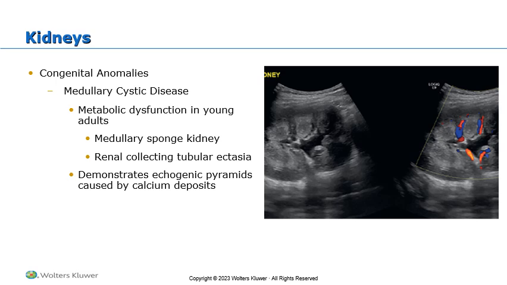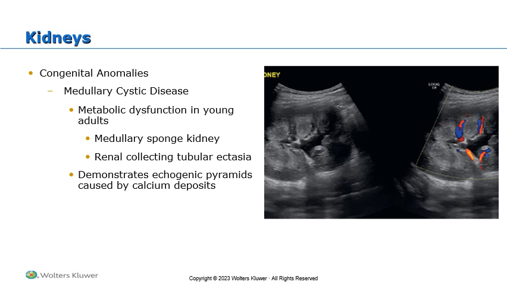Now, medullary cystic disease, this is in the medulla or in that area of the columns of Bertin and the pyramids. This is a metabolic dysfunction in young adults. It can be classified as either medullary sponge disease or renal collecting tubular ectasia. So medullary sponge disease is when the pyramids start to develop microcysts, and those microcysts give it that echogenic appearance. So you would see the pyramids become very echogenic.